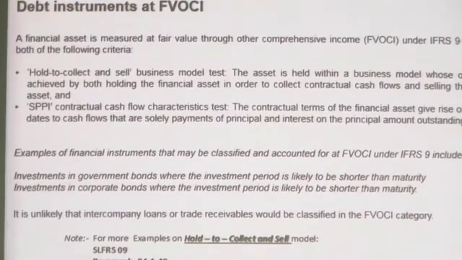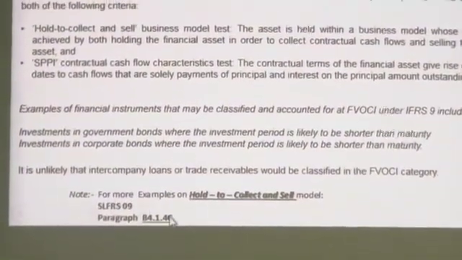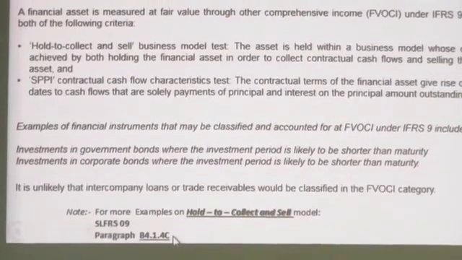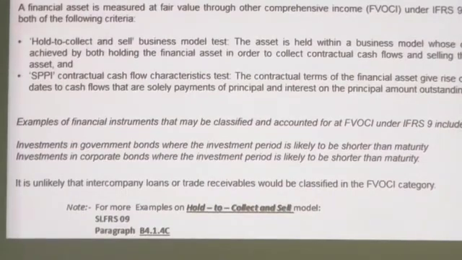You have many examples in this standard book. See paragraph B4.1.4C. This is the paragraph you need to refer. Look at my cursor, right? Here, this is my cursor, I think you can see now, right? Here the paragraph number B4.1.4C gives examples about hold to collect and sell. Just read those examples, then you can develop your knowledge further. Is that clear?